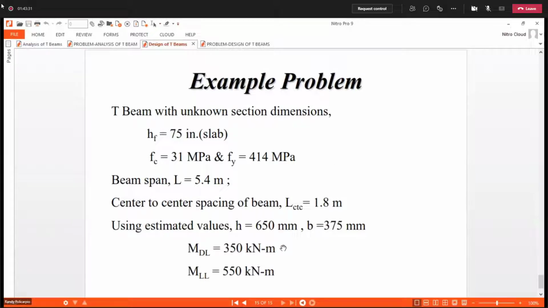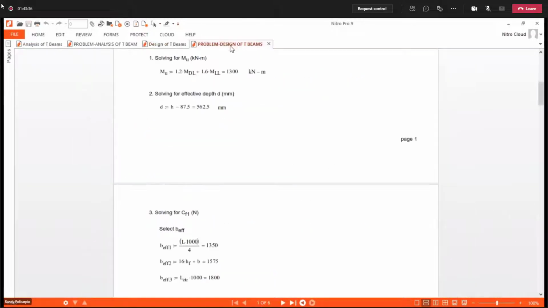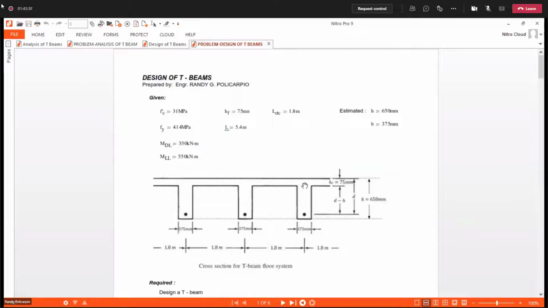Okay, so we have now here yung problem natin. Okay, so let us look at yung solution ng problem natin. Okay, so we have here a floor system wherein the beams are spaced, measured from center to center spacing.